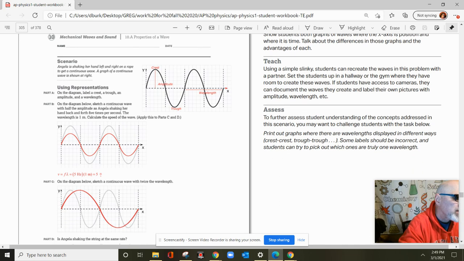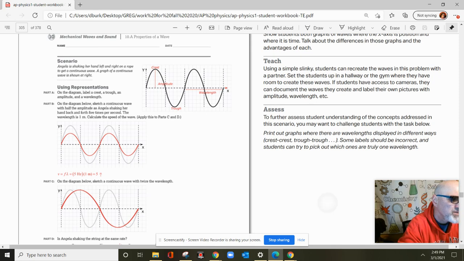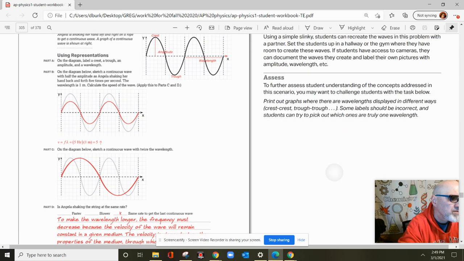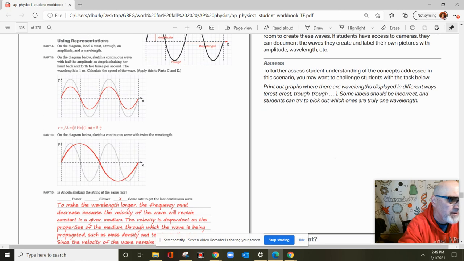On the diagram below, sketch a continuous wave with half the amplitude. And with half the amplitude, Angela is shaking her hand 5 times per second. The wavelength is 1 meter. Calculate the speed. Okay, so there's the amplitude. Basically, it's the same wave as Angela's wave. It's just going up to 3 instead of 6, or going down to -3 instead of -6. You can see it's basically got the same wavelength and same period.